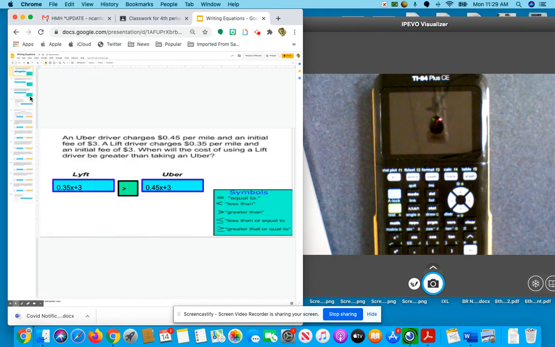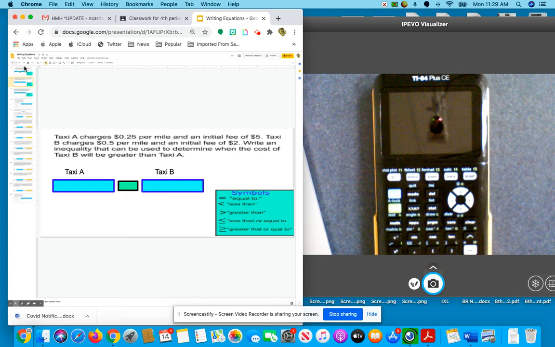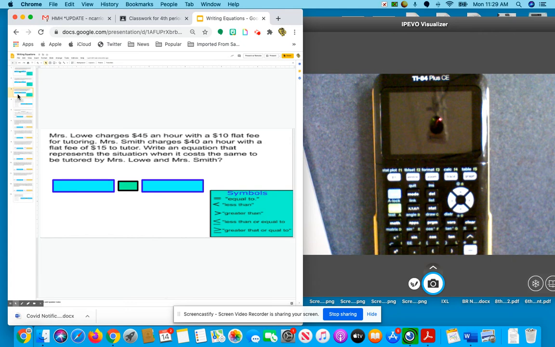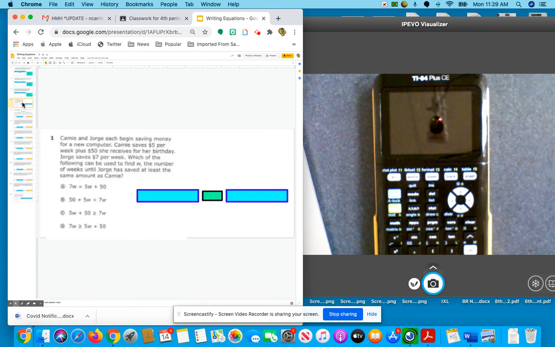Okay, and so I've already created this one for you. You're going to write your expression for taxi A, taxi B. Make sure you read. Make sure you put the X's in the correct spot, and then at the end, you need to figure out which one they want to be greater, either A or B, and then use that symbol. Okay. Same thing here. You're going to do the same thing there. And this is how it's going to look on STAAR tests. They're going to have two people or two situations, and you'll have to write the expressions and then figure out which symbol to use, okay?